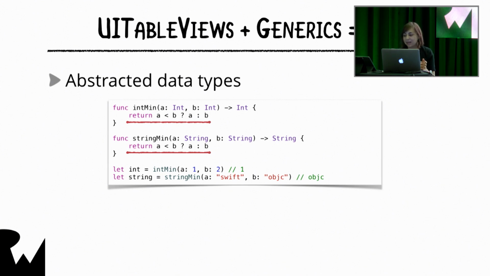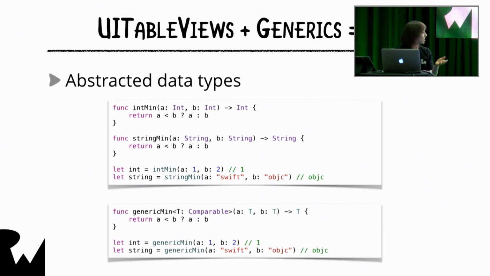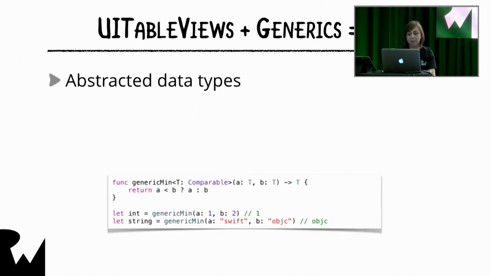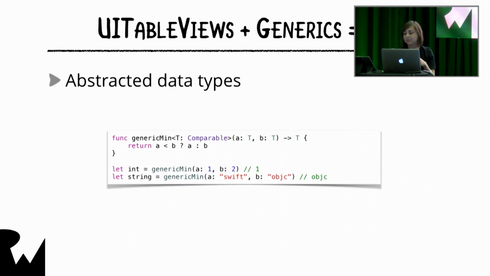With generics, we can reduce these 2 functions and remove the redundant code. So instead, we can write something like this. Generic min takes in an abstract type T in the angle braces that conforms to Comparable. And then we can use this function on any type that conforms to Comparable. For example, integers and strings. And we get the same result, but with much less code, much less complication. And it's a reusable function.